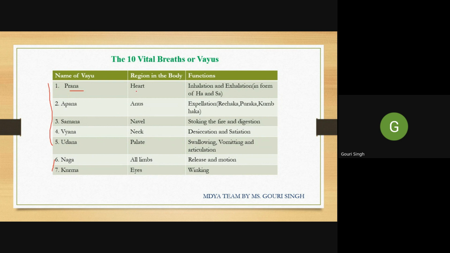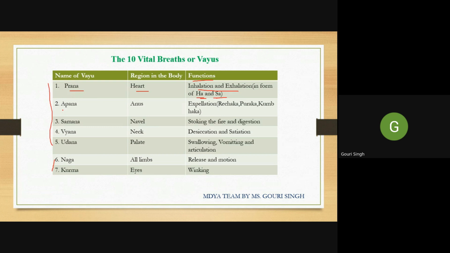So prana is present in which area? It is said to be present in the heart region. And what is the function? It is described that inhalation and exhalation are possible because of the prana vayu. And in which form is this inhalation and exhalation? That is the form of ha and sa. As we already discussed about hansa, here it is said that the ha and sa sound is because of this prana vayu.